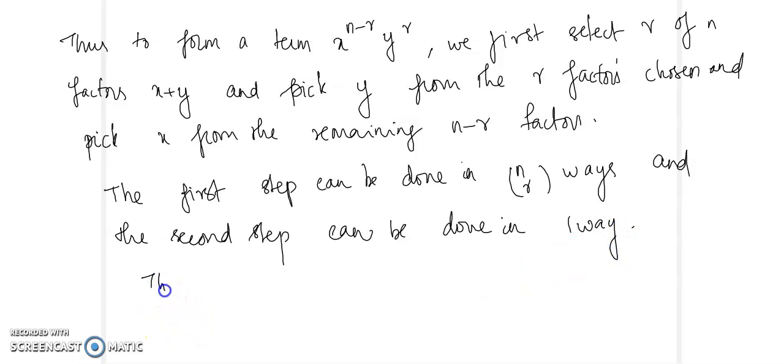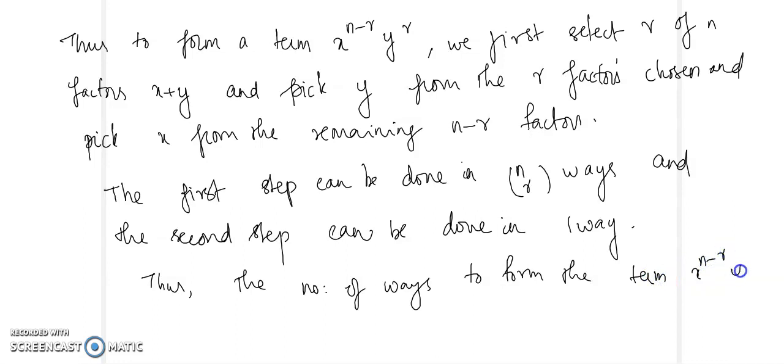So thus the number of ways to form the term x raised to n minus r, y raised to r is NCR. So this completes the proof. So hence the proof. So this is the combinatorial proof for the binomial theorem.